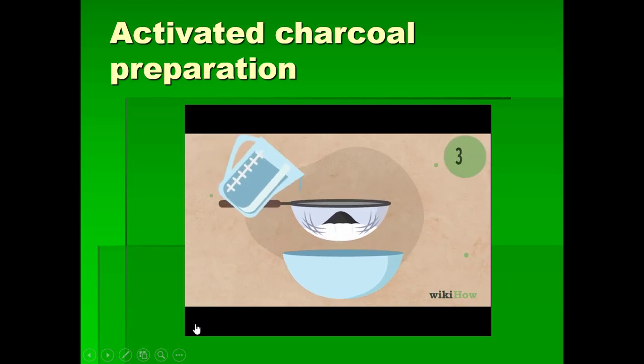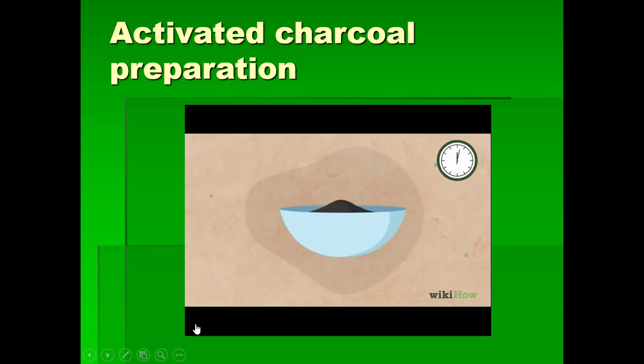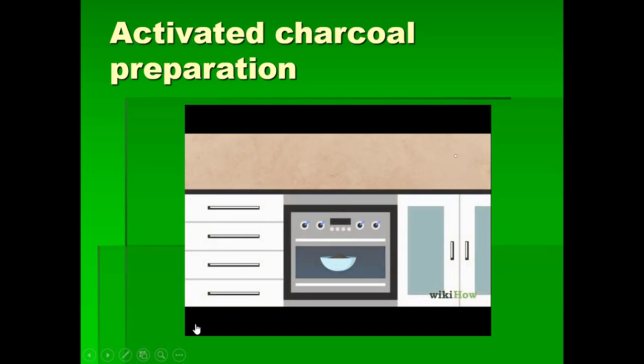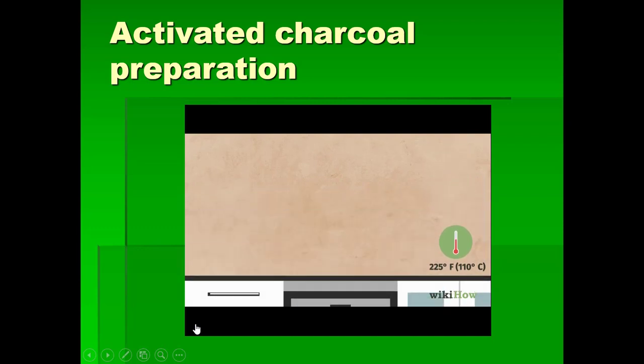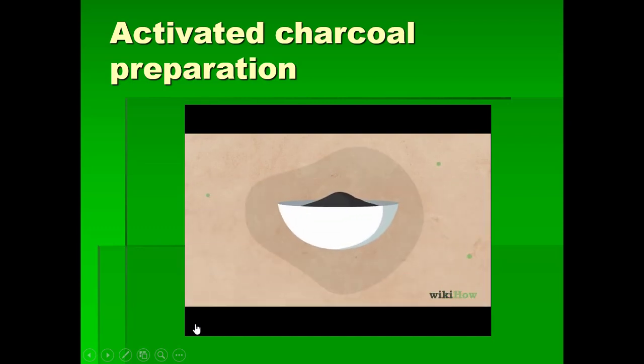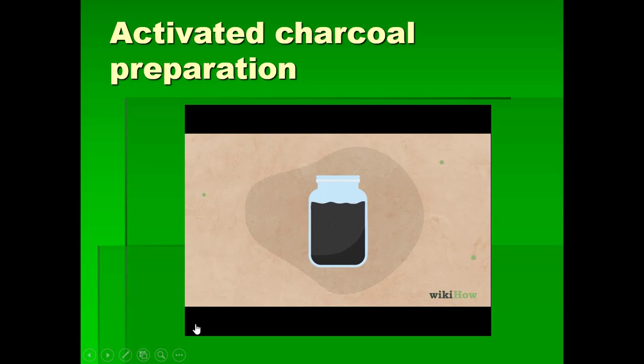Rinse the charcoal 3 times with distilled water to flush away all of the lemon juice. Finally, let the activated charcoal air dry, or dry it in the oven for 2 to 4 hours at 225 degrees Fahrenheit, 110 degrees Celsius. Store your activated charcoal in a canning jar with a tight lid.